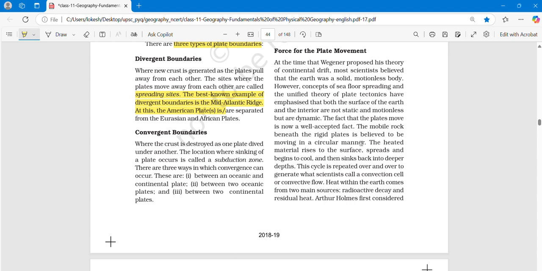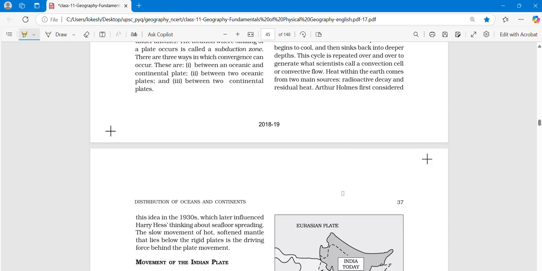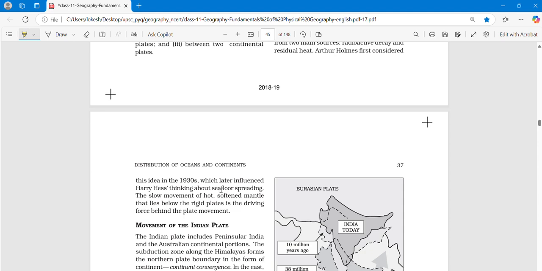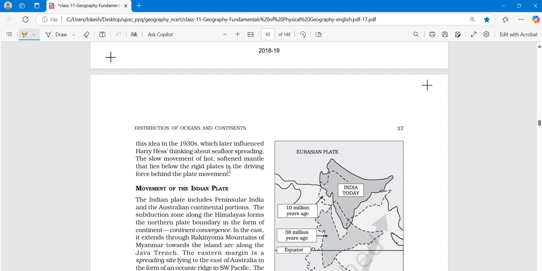The mobile rock beneath the rigid plate is believed to be moving in a circular manner. The heated material rises to the surface, spreads and begins to cool, and then sinks into the deeper depths. The cycle is repeated over and over to generate what scientists call a convection cell or convective flow. Heat within the earth comes from two main sources: radioactive decay and residual heat. This idea later influenced Harry Hess's thinking about seafloor spreading: the slow movement of hot, soft mantle that lies below the rigid plates.